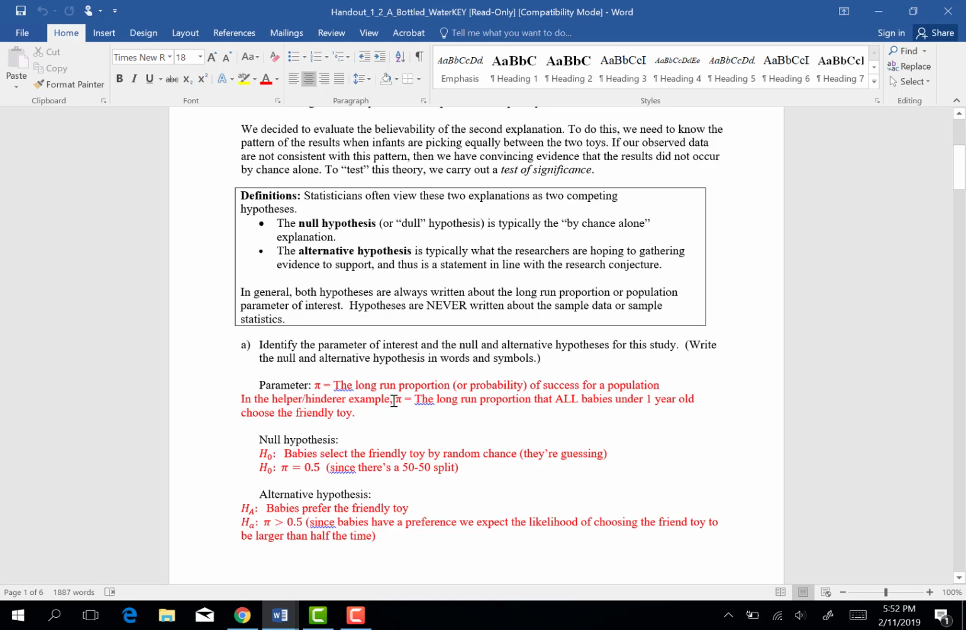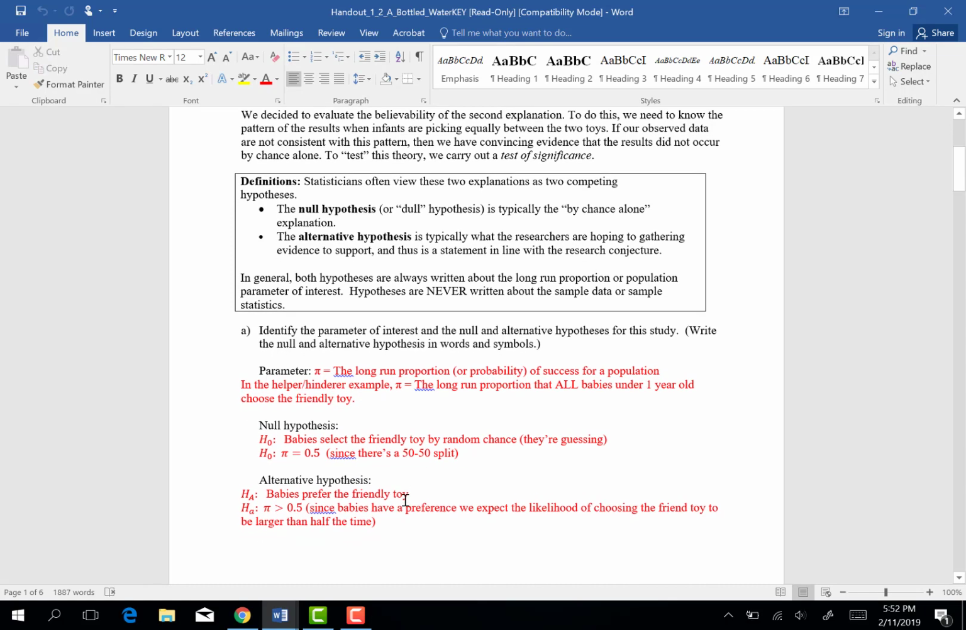So in this case, pi is the long run proportion that all babies under 1 year old choose the friendly toy. Since the null hypothesis says they're choosing by chance, then the long run proportion pi of them choosing the friendly toy is 1 out of 2, so 0.5.